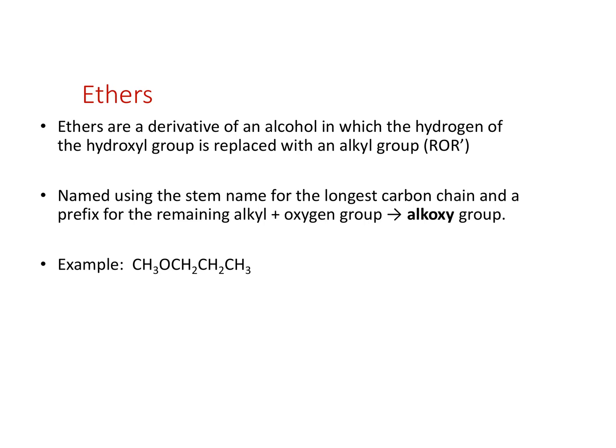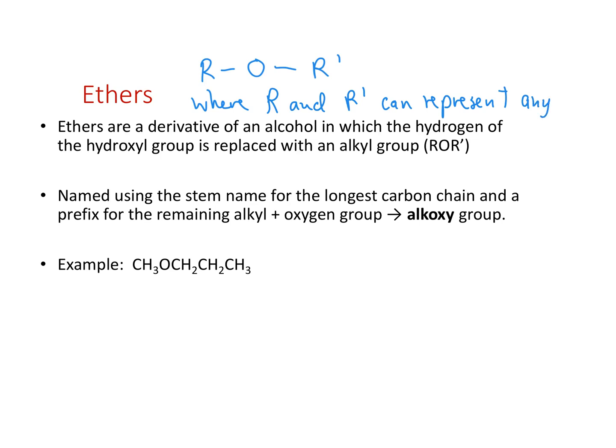Ethers are the next example. They're a derivative of an alcohol where you've basically combined 2 alcohols together and you've lost water during the course of that reaction. So just like the alcohol was ROH, ethers are ROR prime. Again, where R and R prime can represent any carbon chain.